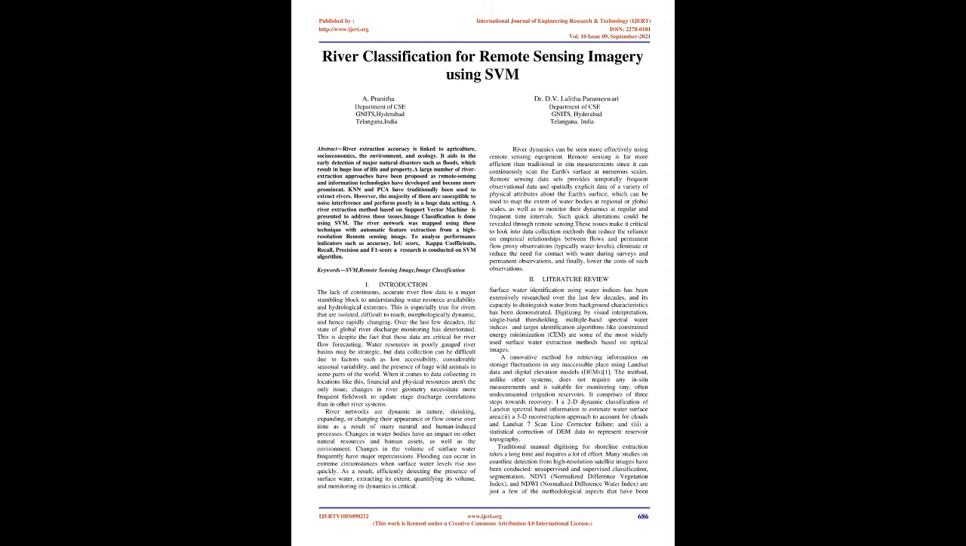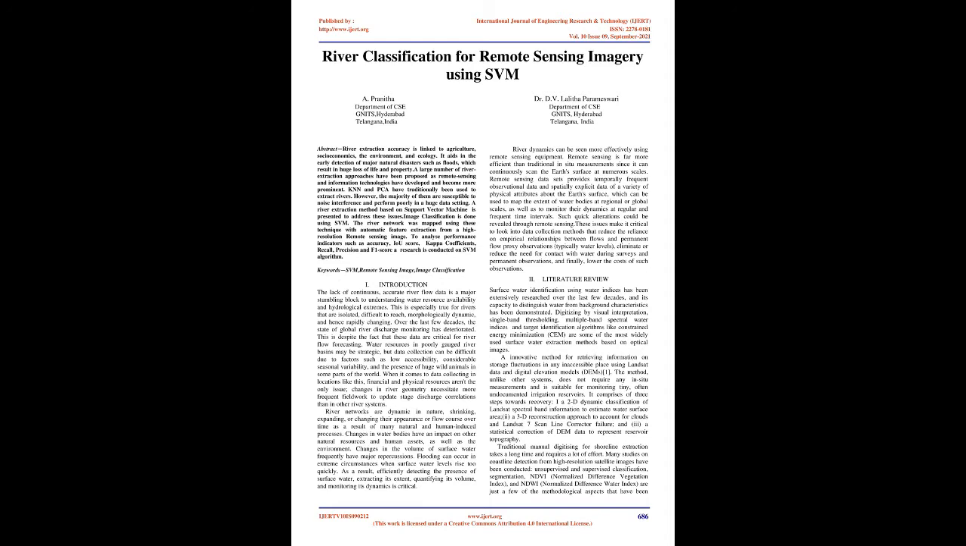Image classification is done using SVM. The river network was mapped using this technique with automatic feature extraction from a high-resolution remote sensing image. To analyze performance indicators such as accuracy, IOU score, Kappa coefficient, recall, precision and F1 score, research is conducted on the SVM algorithm. Keywords: SVM, remote sensing, image classification.